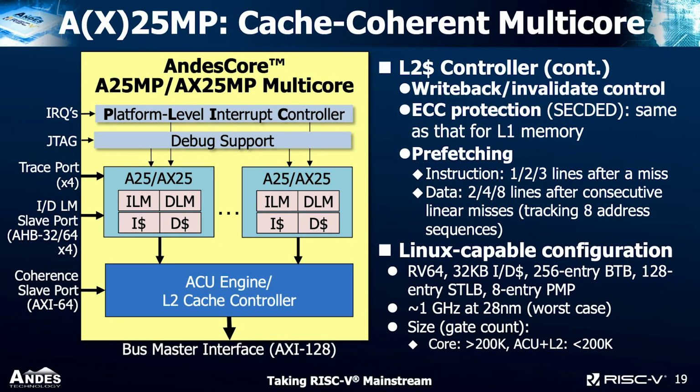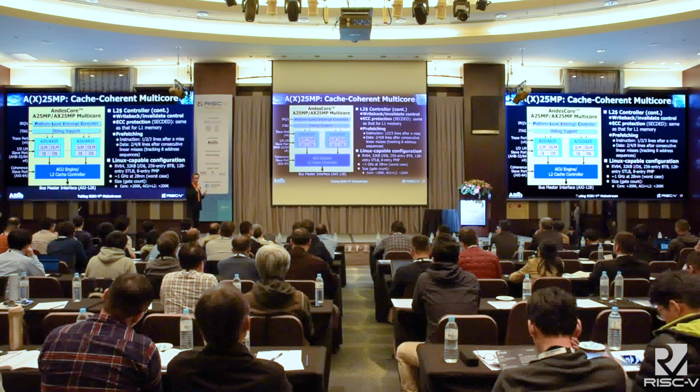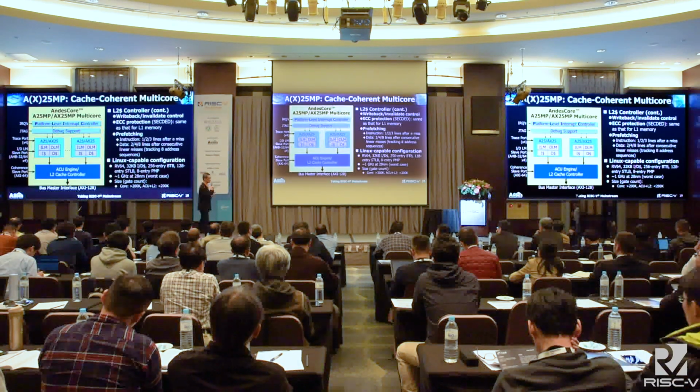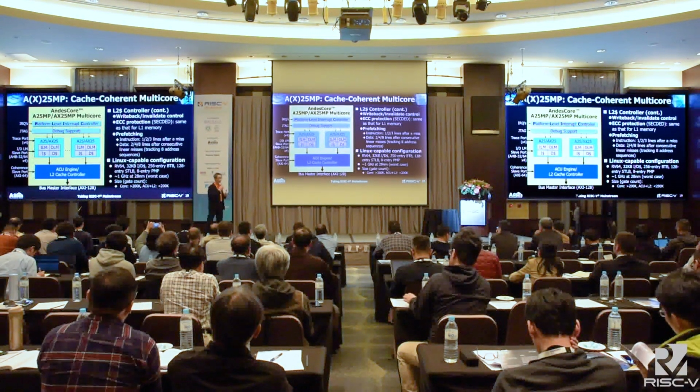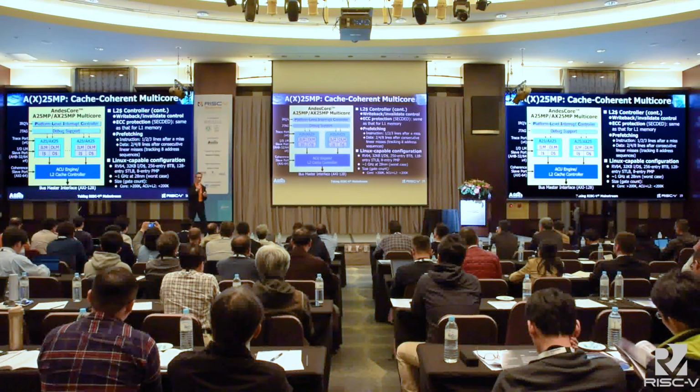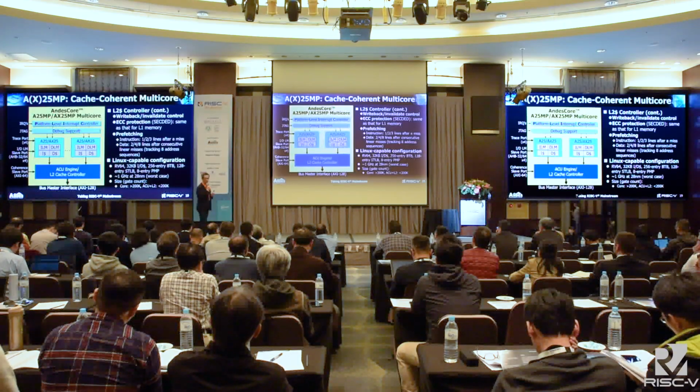So for a Linux capable configuration, with RV64, 32 kilobyte instruction and data caches, 256 entry BTB, 128 entry shared TLB, and also micro TLB and PMP entries. At this point, it's running about 1 gigahertz at 28 nanometer. And again, this is the worst case, worst corner. And for the size, the gate count, the core itself is about 200K gates. And the ACU and L2 is a little less than 200K.